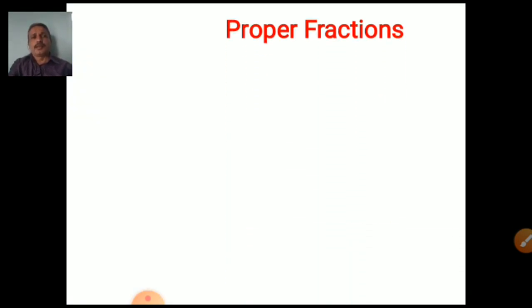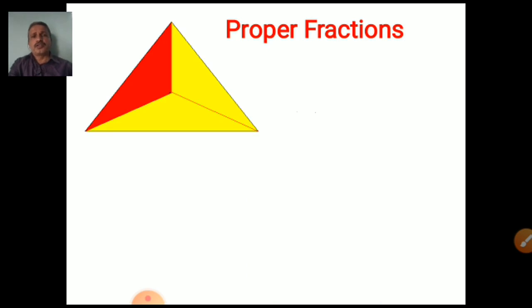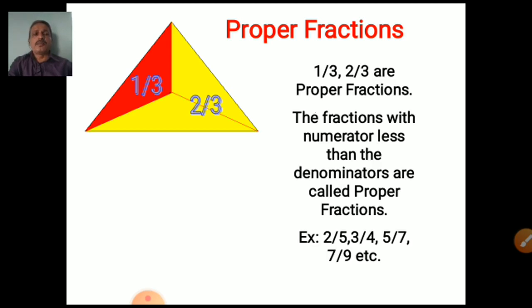Proper fraction. Listen, student, this is a very important definition of this chapter: proper fraction and improper fraction. 1 upon 3 is a proper fraction. 2 upon 3 is also a proper fraction. How to define this? 1 upon 3 and 2 upon 3 are proper fractions. Fractions with the numerator less than the denominator are called proper fractions. There are countless examples, but I want to express here 2 upon 5, 3 upon 4, 5 upon 7, 7 upon 9, etc.